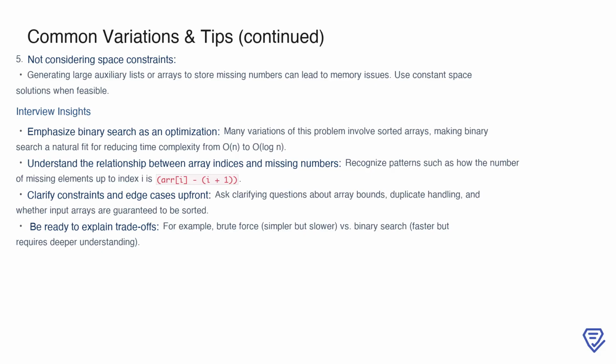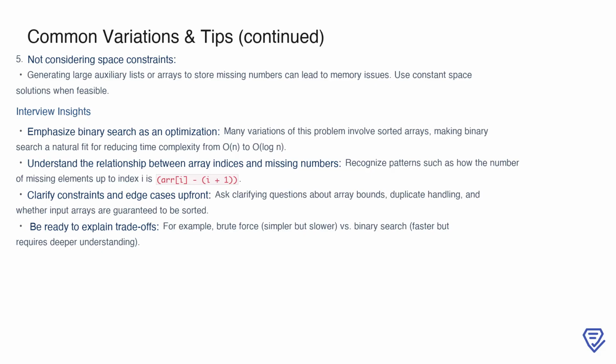To use this effectively, it's important to understand the relationship between array indices and missing numbers. For example, the number of missing elements up to any index i is calculated as nums[i] - nums[0] - i. Also, when tackling variations of this problem, always clarify constraints and edge cases upfront. This includes asking about array bounds, whether duplicates are possible, and if the input is guaranteed to be sorted.